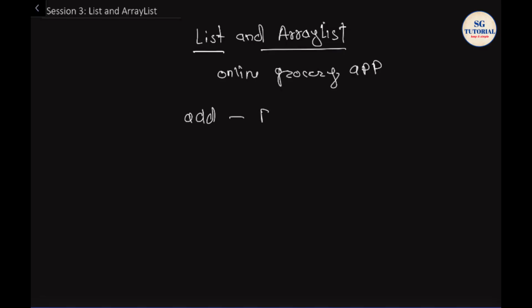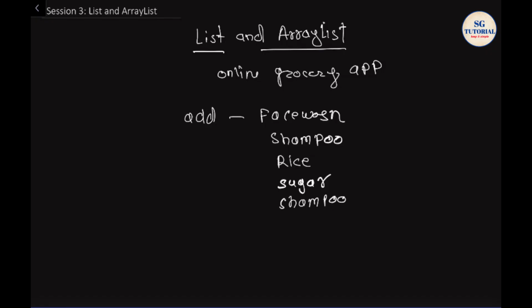So the first products are face wash, shampoo and rice. And while checking your list, you suddenly realize, oh, I forgot to add sugar. So you add sugar. Then by mistake, you add shampoo again. And then suddenly you remember, I don't want sugar at this moment. Then you can simply remove the sugar from your list or cart.